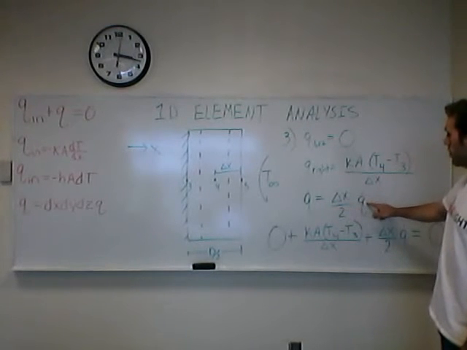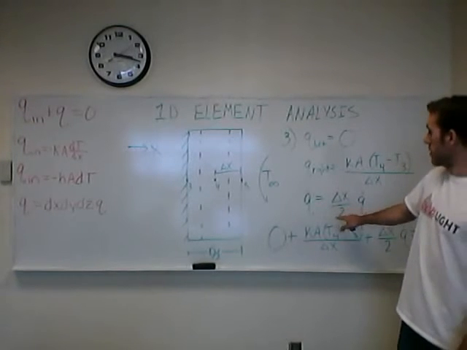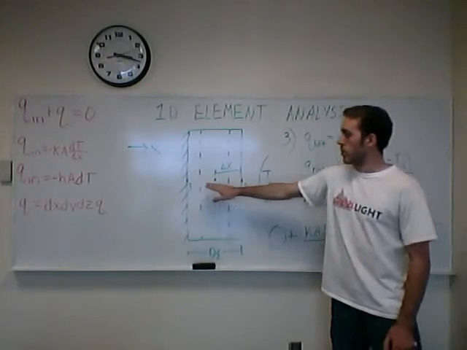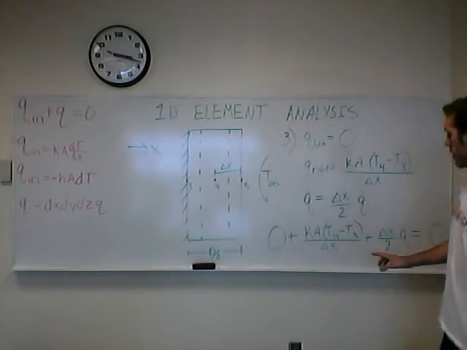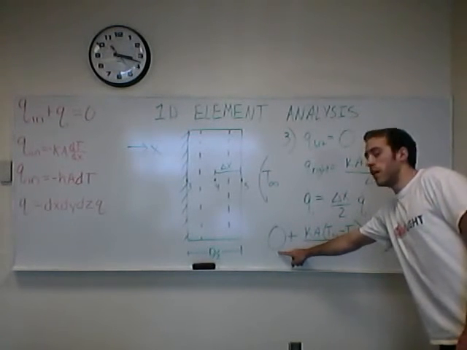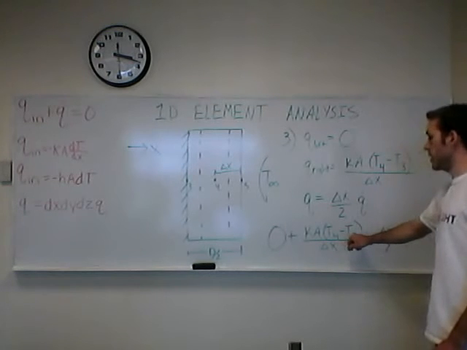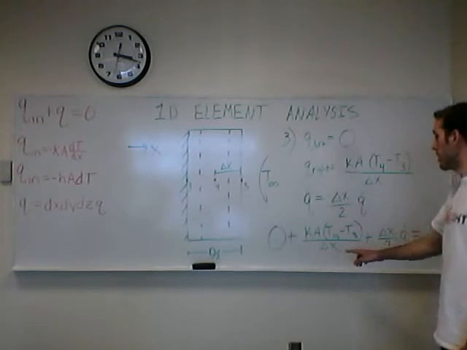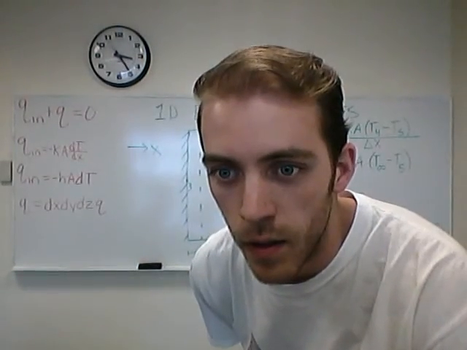After that, our internal heat generation is based on the material properties: internal heat generation, and then the area of the node. In this case, it is delta x over 2 because we are only analyzing half of the node. That entire equation, when you put them all together, comes out to be 0 for the Q in from the left, the kA times T4 minus T3 over delta x from the right, and the internal heat generation.